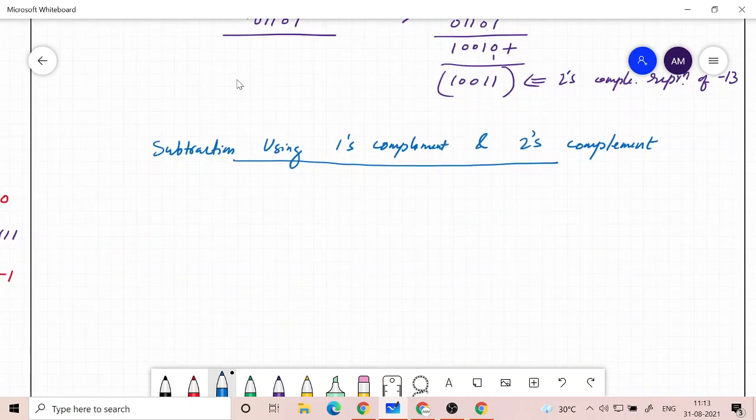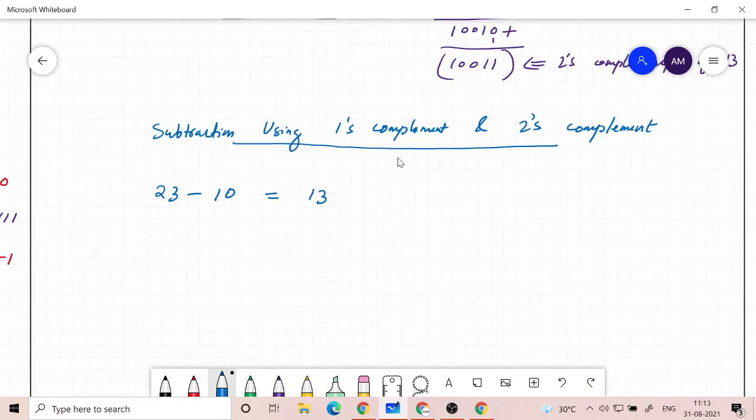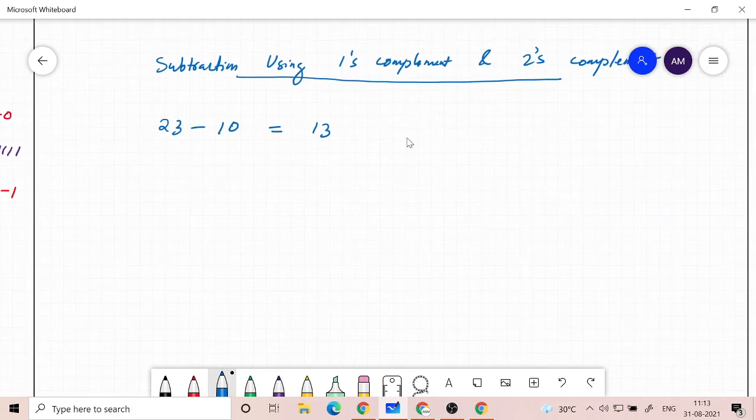So let's take as an example, say 23 minus 10. Okay, we know that the answer is 13. Okay, so how to do it with 1's complement? So first let us do it using 1's complement.